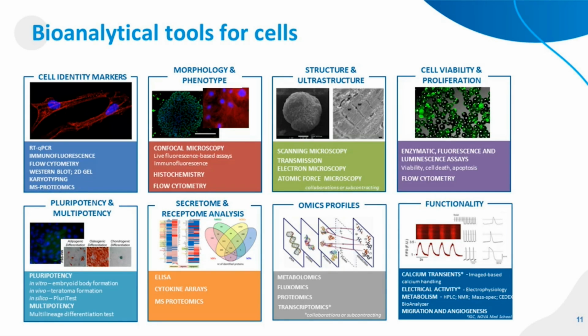Here, we need to look at cells, identify and characterize them to assure we are producing a high-quality product. And to do so, we need to use a portfolio of analytics ranging from the basic cell identity markers, morphology and structural tools, to secretome and receptome analysis, and also characterization of different omics profiles.